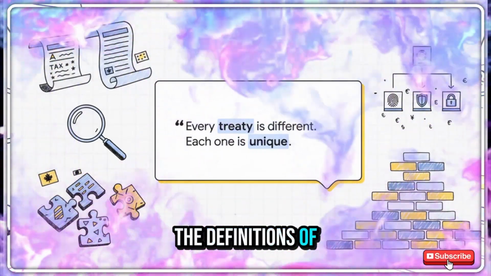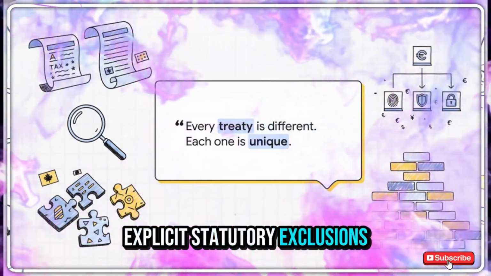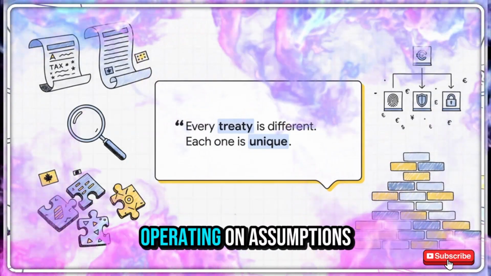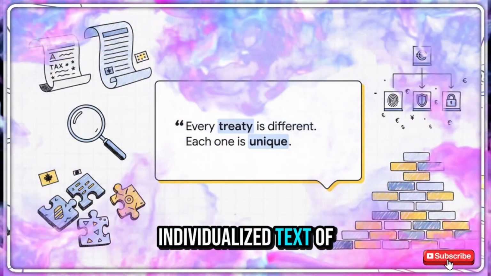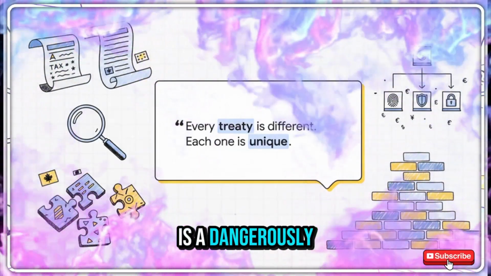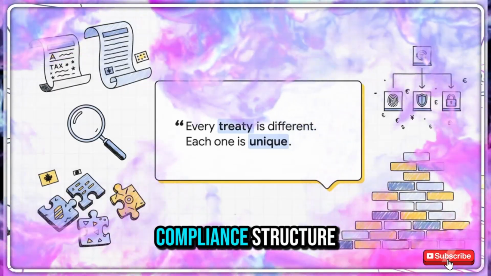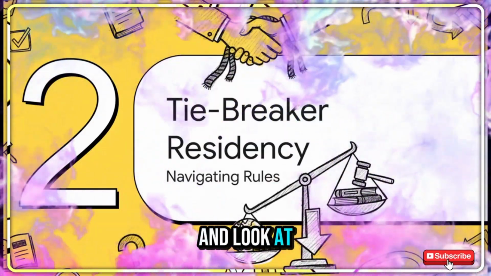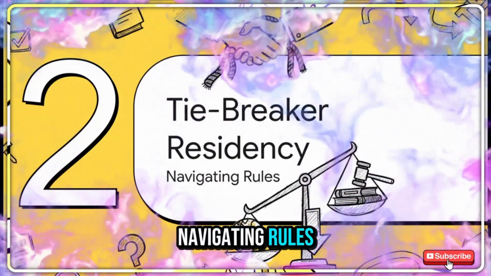The definitions of residency, the withholding tax rates, explicit statutory exclusions, they all vary wildly from border to border. Operating on assumptions rather than analyzing the specific individualized text of a treaty is a dangerously risky pathway. It can basically compromise your entire compliance structure right from day one. All right, let's move forward and look at Section 2, Tiebreaker Residency Rules, Navigating Rules.